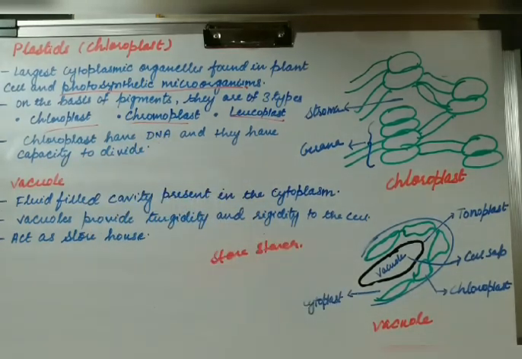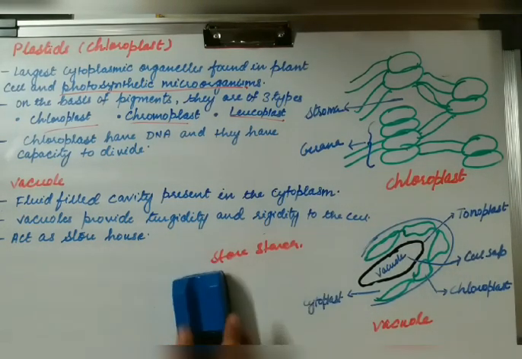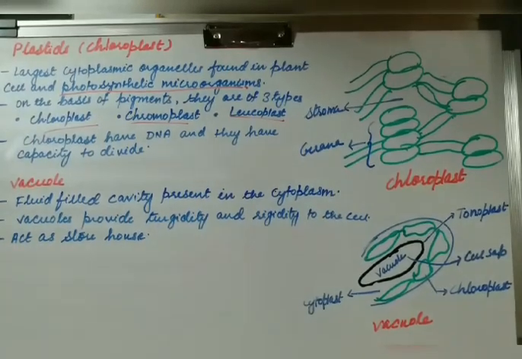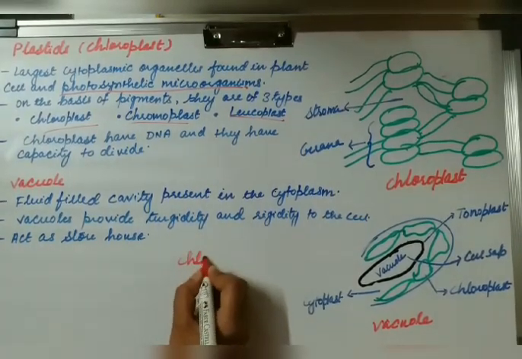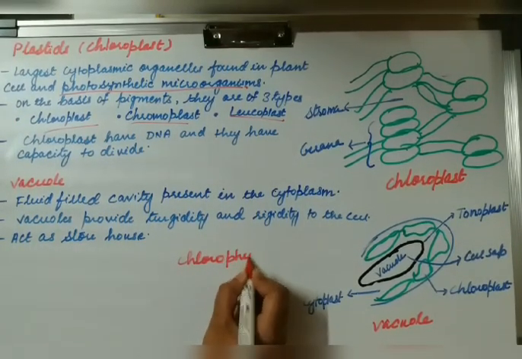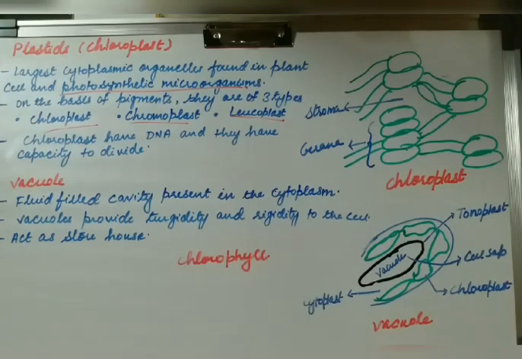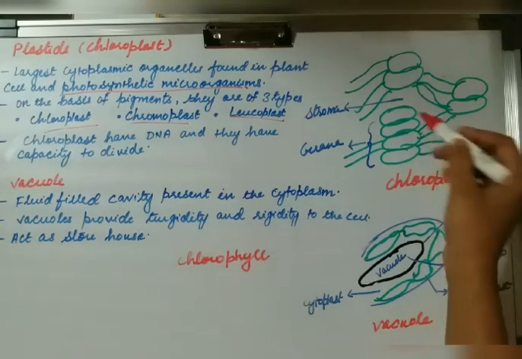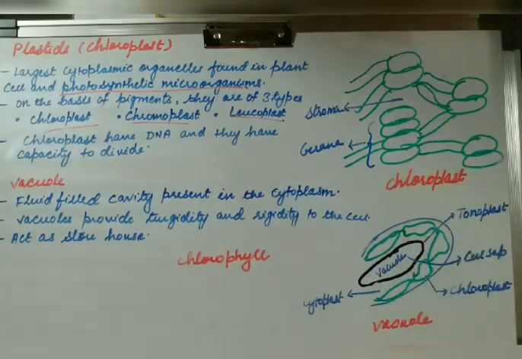Among them, the most important is your chloroplast. Chloroplast is also known as the kitchen of the cell because it is responsible for photosynthesis, as it has a pigment known as chlorophyll. This pigment chlorophyll traps solar energy and helps in the process of photosynthesis. That is, plants prepare their own food with the help of the chloroplast, and that's why it is known as the kitchen of the cell. It is the site of photosynthesis.